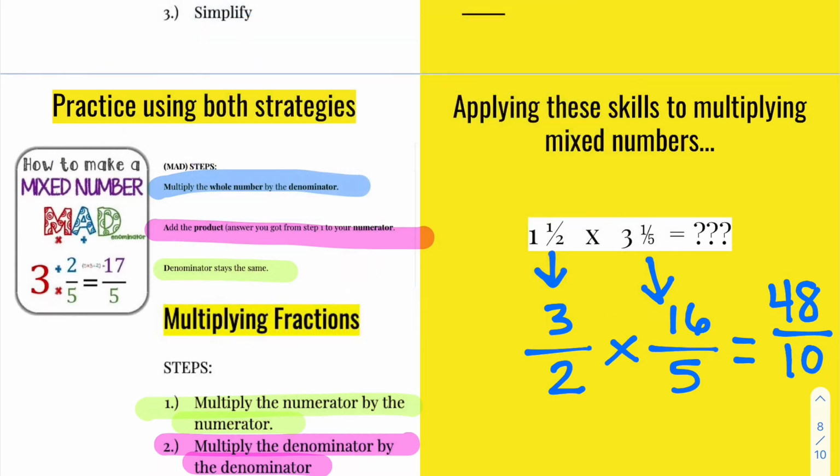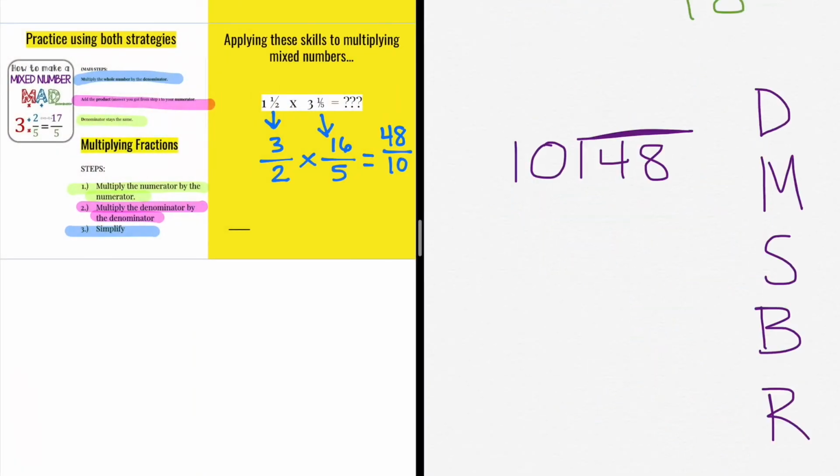Did you say to simplify? You're right. And for this, I'm going to have to divide because I currently have an improper fraction. My first step is dividing. Can 10 go into 4? No, it can't. So that means I have to look at the first two numbers in my dividend. And I know 10 can go into 48 4 times.